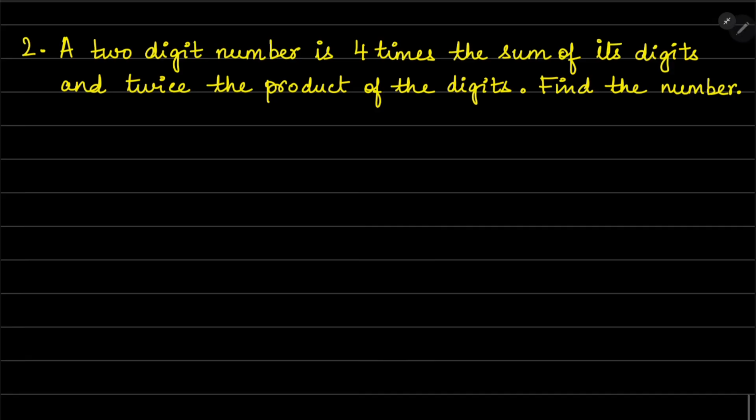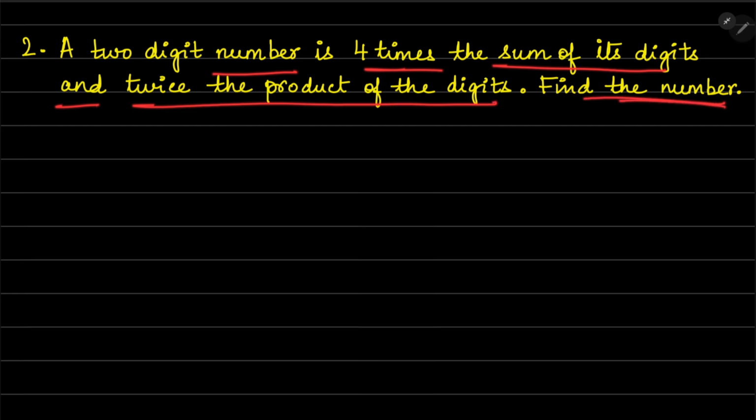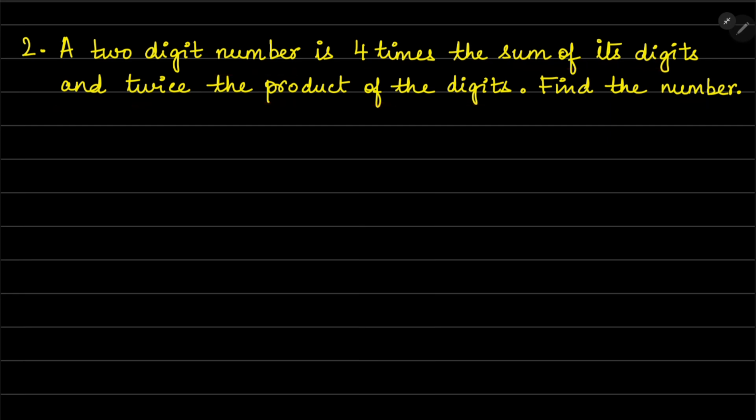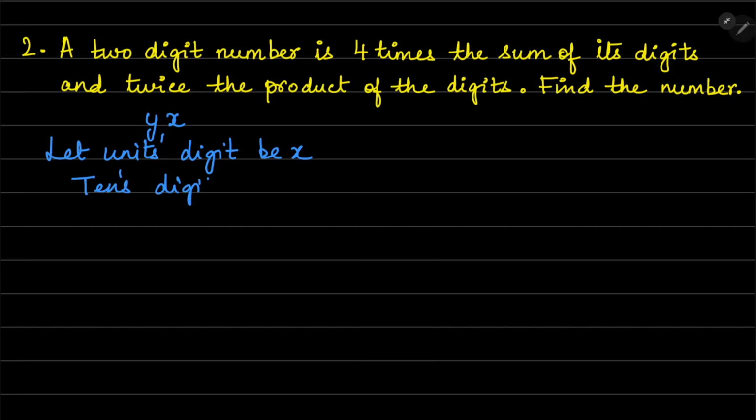A two-digit number is 4 times the sum of its digits and twice the product of its digits. Find the number. Whenever you see the words two-digit number, the first thing I'll do is assume that the number is, say, yx. So let the units digit be x and my tens digit be y.